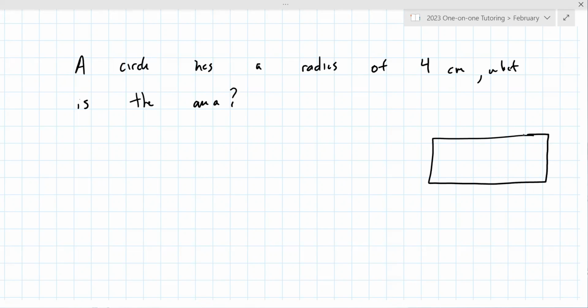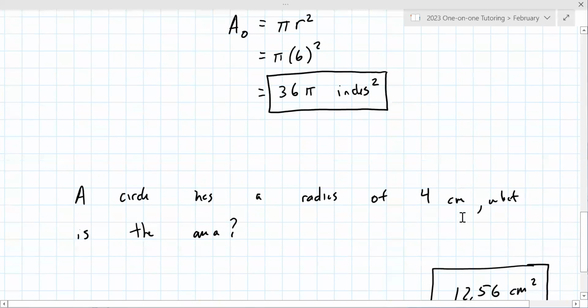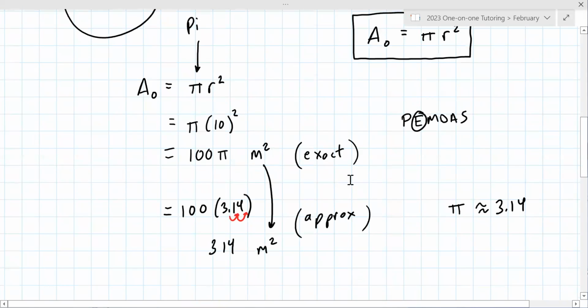12.56 centimeters squared. Is this exact or is this an approximation? This is exact. Okay. So let's go back and take a look at a previous problem real quick. The exact answer has a pi in it almost always.